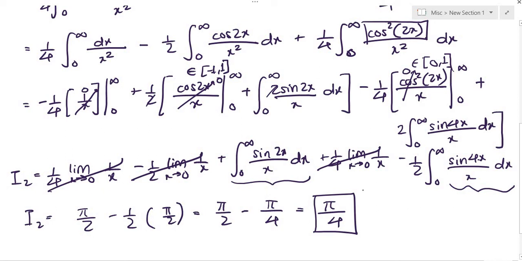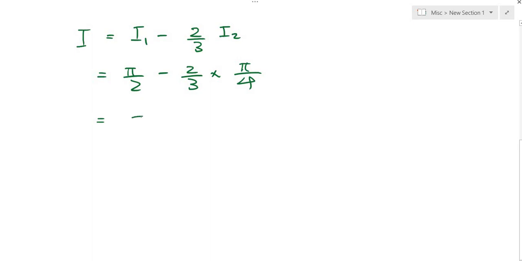So we have expressions for I1 and I2 now. So it's time to recombine everything and plug them in our grand formula. So what was our grand equation? We had I being equal to I1 minus 2 over 3 times I2. So I1 we calculated was pi over 2 minus 2 over 3 times pi over 4. We will get pi over 2 minus pi over 6. We can simplify this to be pi over 3. So that's a pretty neat answer.